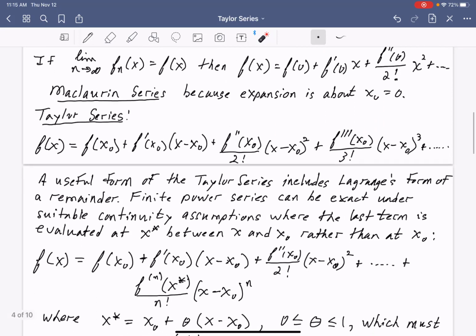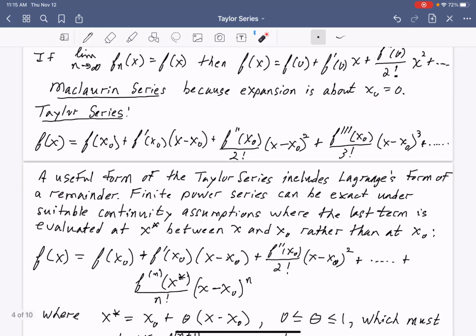Now, a Taylor series is just a more general version of that, where we evaluate f(x) at a point x naught. So we choose now to expand our function around the point x naught.